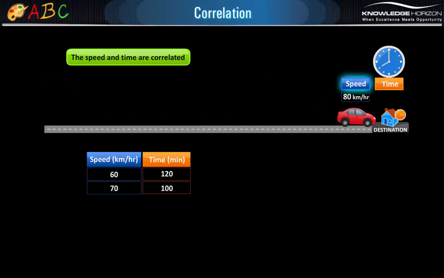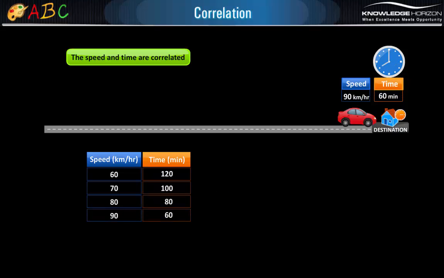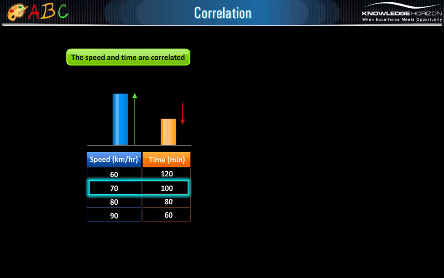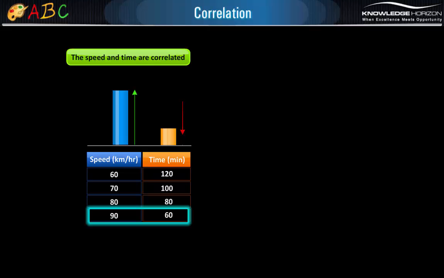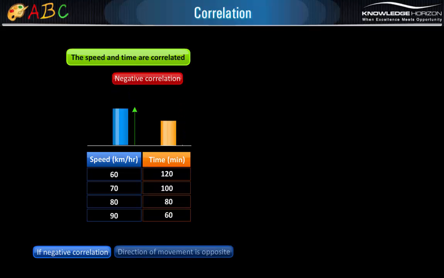When the speed is 80 kilometers per hour, the time required is 80 minutes. When the speed is 90 kilometers per hour, the time required is 60 minutes. Observe here that the greater the speed of the vehicle, the lesser is the time taken to travel the same distance. Here, the two variables, speed and time, move in the opposite direction, so there is a negative correlation between the two. If there is a negative correlation, the direction of movement is in the opposite direction.